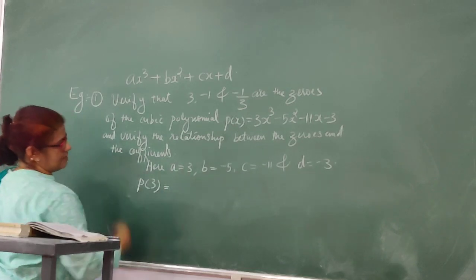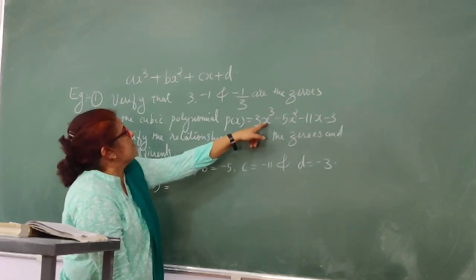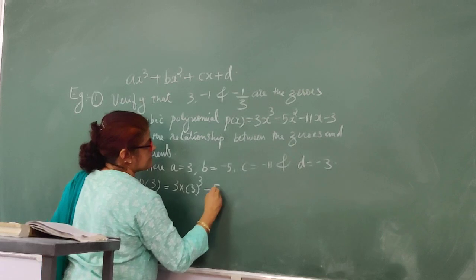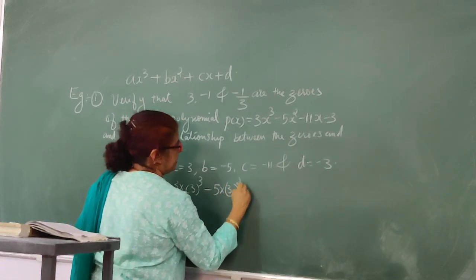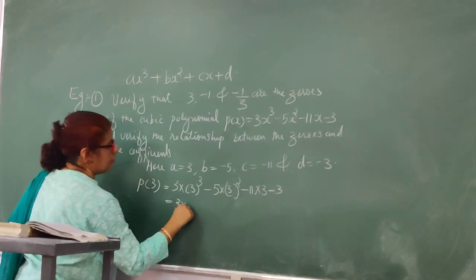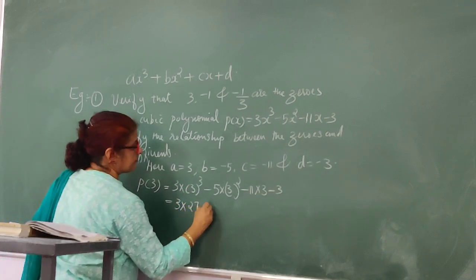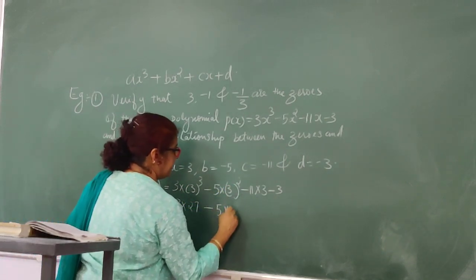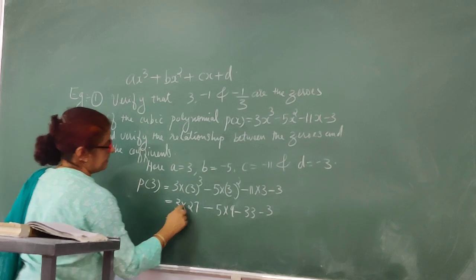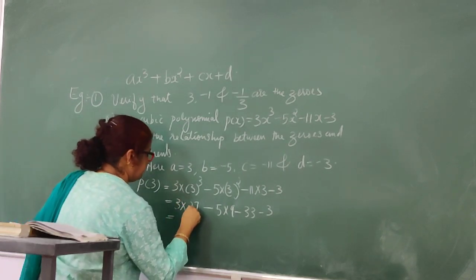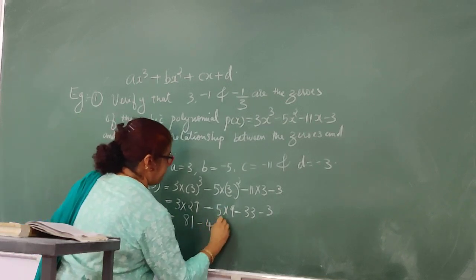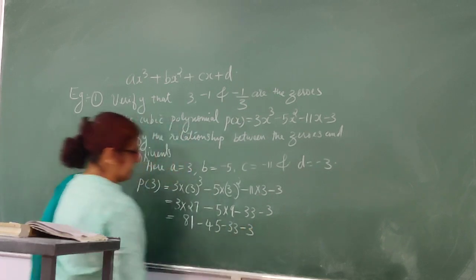P of 3 is equal to, in the place of x we have to substitute 3. We get 3 into 3 cube minus 5 into 3 square minus 11 into 3 minus 3. That's it. 3 into 3 cube is 27, minus 5 into 9, minus 11 into 3 is 33, minus 3. What will you get? 3 into 27 is 81 minus 45 minus 33 minus 3.